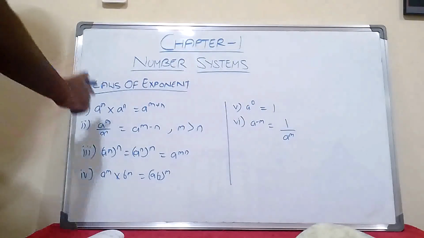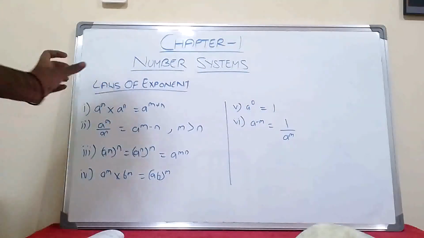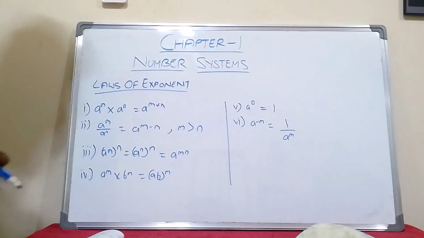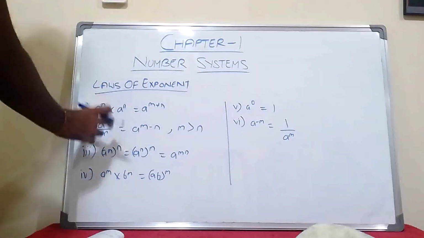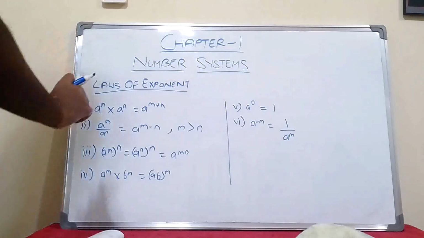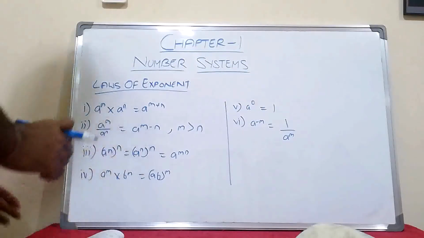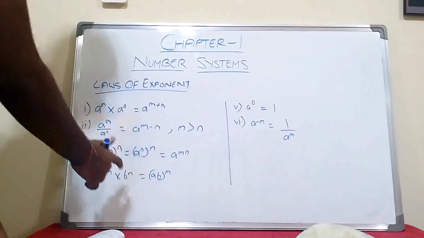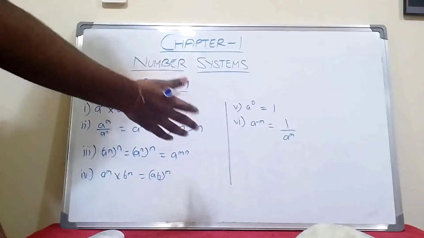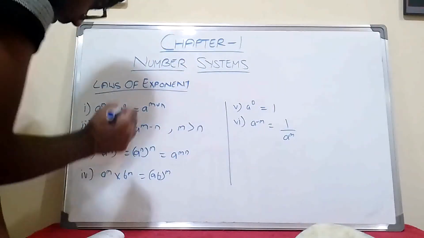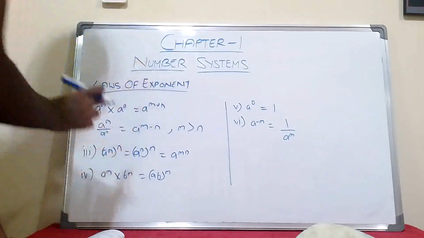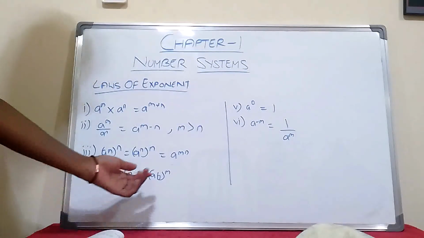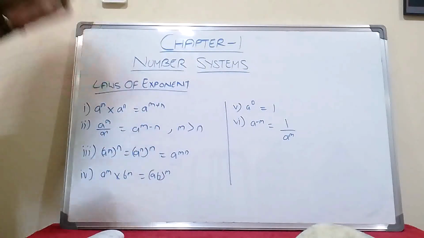So according to that, a to the power m into a to the power n, we'll be adding the powers. If the base is the same and they are being multiplied, we'll be adding their powers. If the bases are the same and we are dividing, then we'll be subtracting the powers. Then if there are two powers, a to the power m to the whole power n, we'll be multiplying those two powers. And the next one is, if there are two different bases but with the same power, we'll be multiplying the bases together.